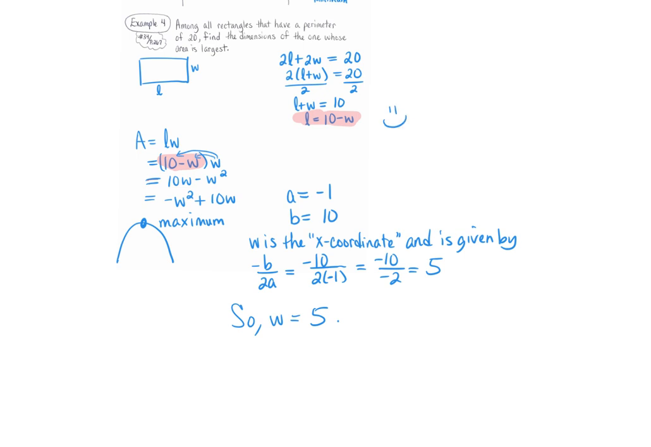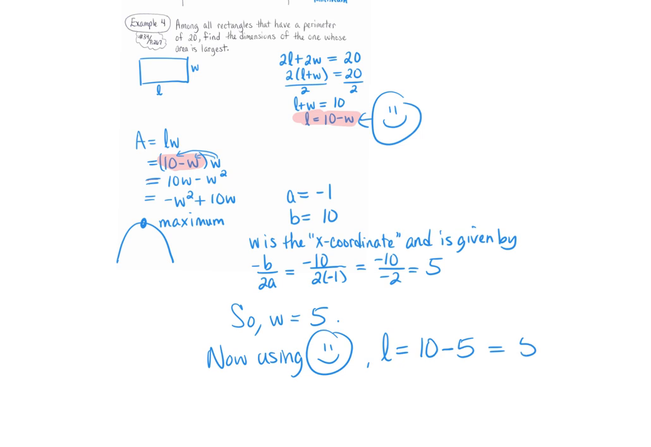Now, let's call this line up here smiley face. Now, using smiley face, L is equal to 10 minus W. W is what? 5. So 10 minus 5, that is what? 5. So to answer our question that said find the dimensions of the one whose area is the largest, we know both that the width and the length is what? 5.